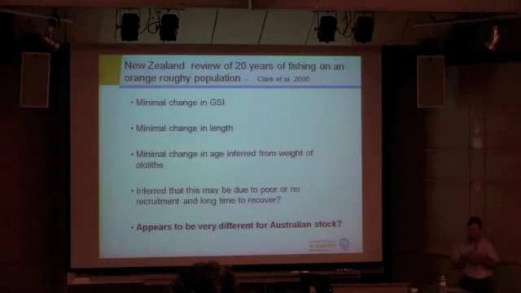And there's a lot of debate about aging error, and I could go into that now. These ages have been re-aged to ensure consistency over time, which is one good thing about having an open database. And they inferred from that there was maybe poor recruitment and there'll be a long time to recover. And we're finding that that's not the case in our waters. So another paradigm might be that not all stocks are the same, and not all stocks are behaving the same.